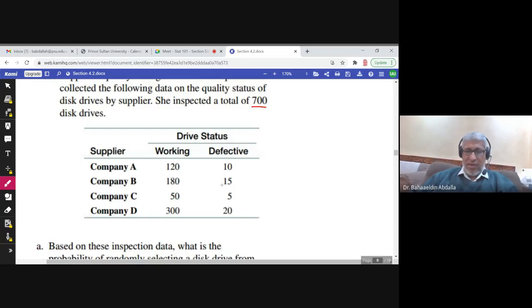So for example, if you look at 180, if I ask you what does 180 represent, you will say that 180 disk drives came from company B and they are working. So we have 180 working disk drives from company B. If I ask you what about 20, what is this 20? You will say, oh, there are 20 defective drives that came from company D. Okay, so these are the numbers.